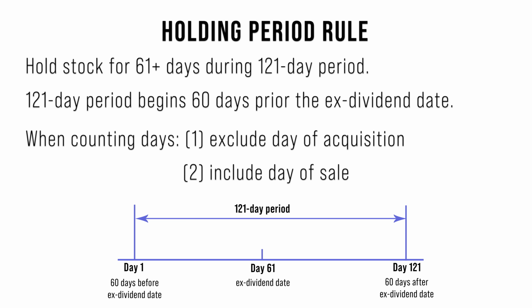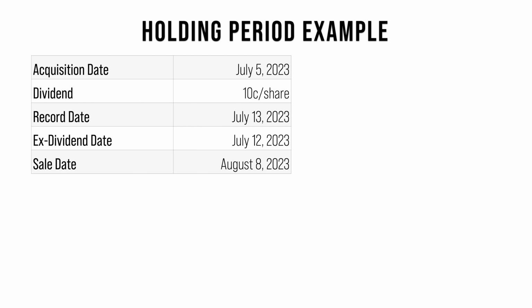Let's break this down with an example. Consider a company XYZ. You bought 1,000 shares of its common stock on July 5th. XYZ paid a cash dividend of 10 cents per share for the shareholders on record as of July 13th. This makes the ex-dividend date July 12th. You later sold XYZ stock on August 8th. The question is, is your $100 dividend income considered a qualified dividend?